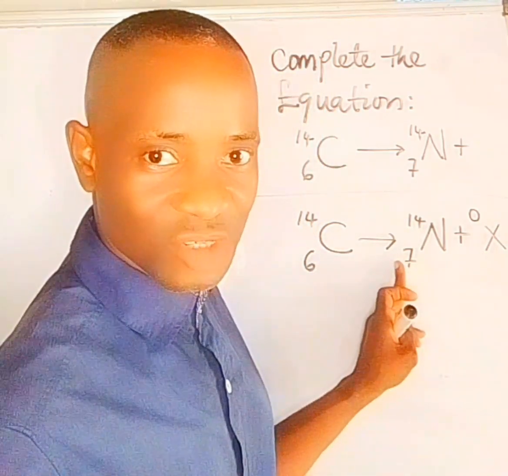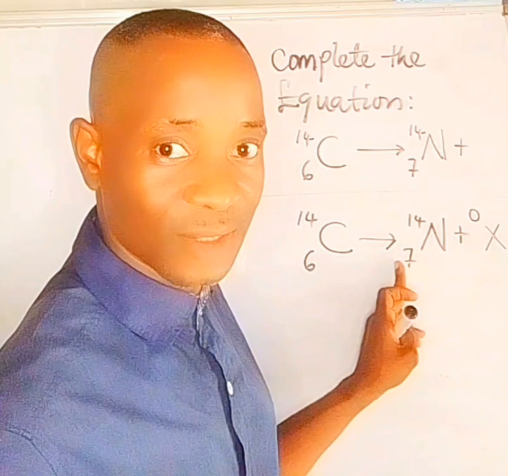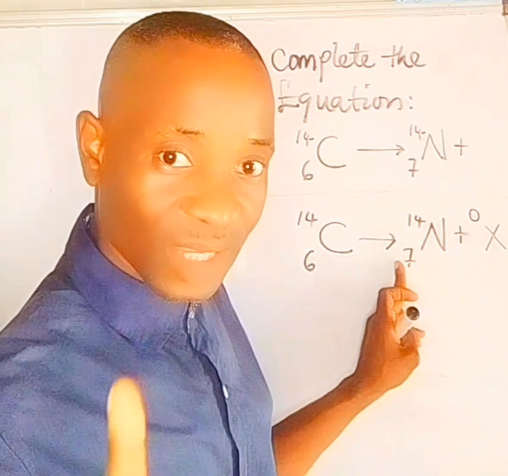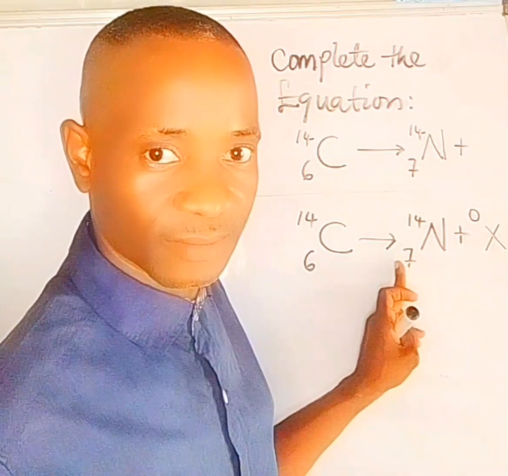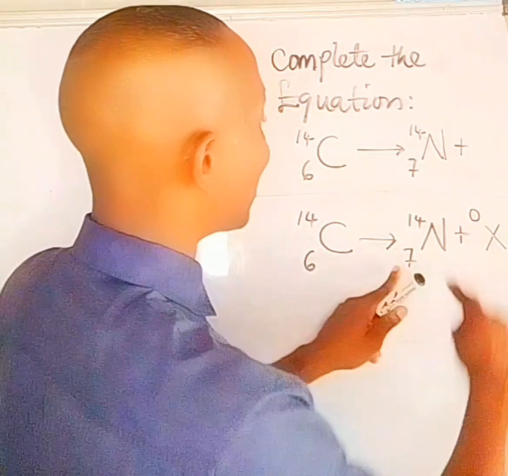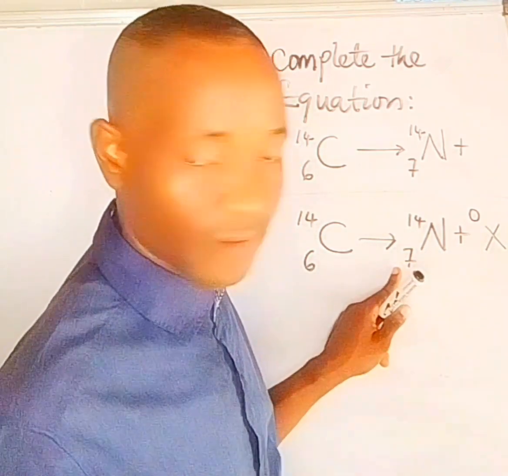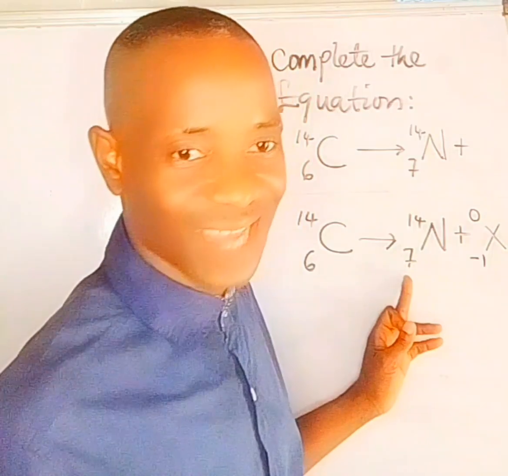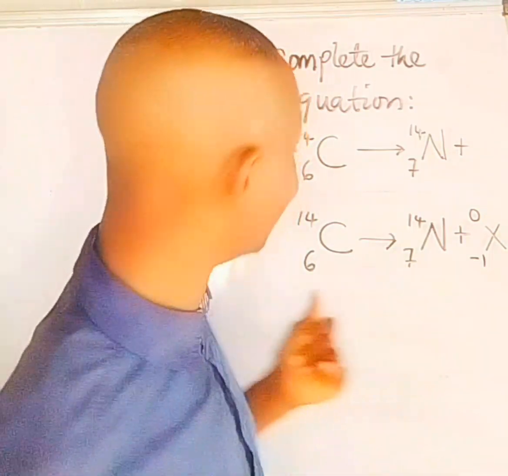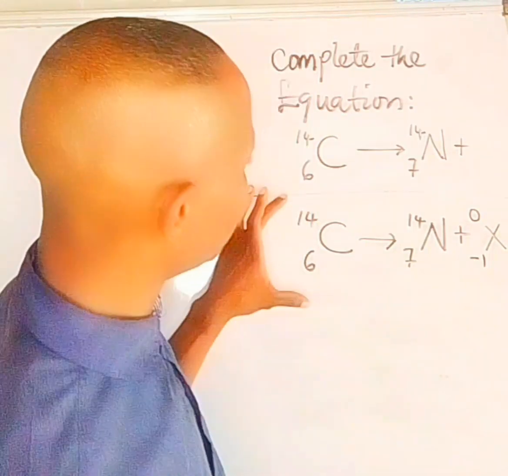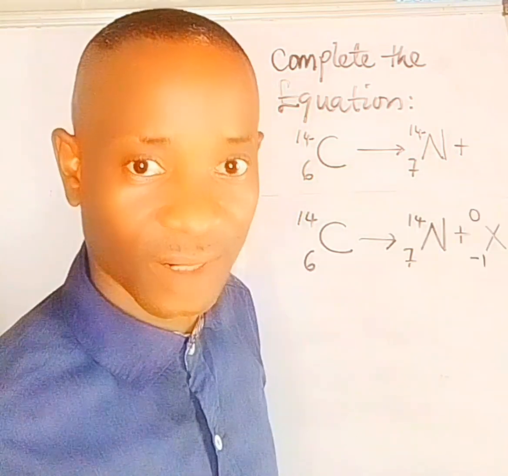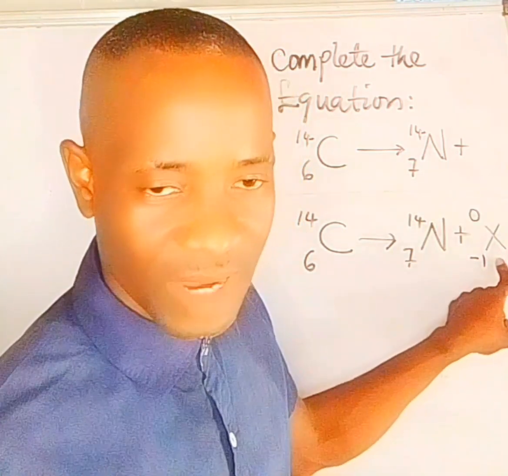When you add something to a bigger number to get a smaller number, it means that something you are adding is a negative value. For you to get 6 by adding something to 7, it means what you are adding is minus 1, right? So 7 plus minus 1 is just as saying 7 minus 1, and that is 6. Therefore, the complete equation is this. But we must find out the meaning of X.